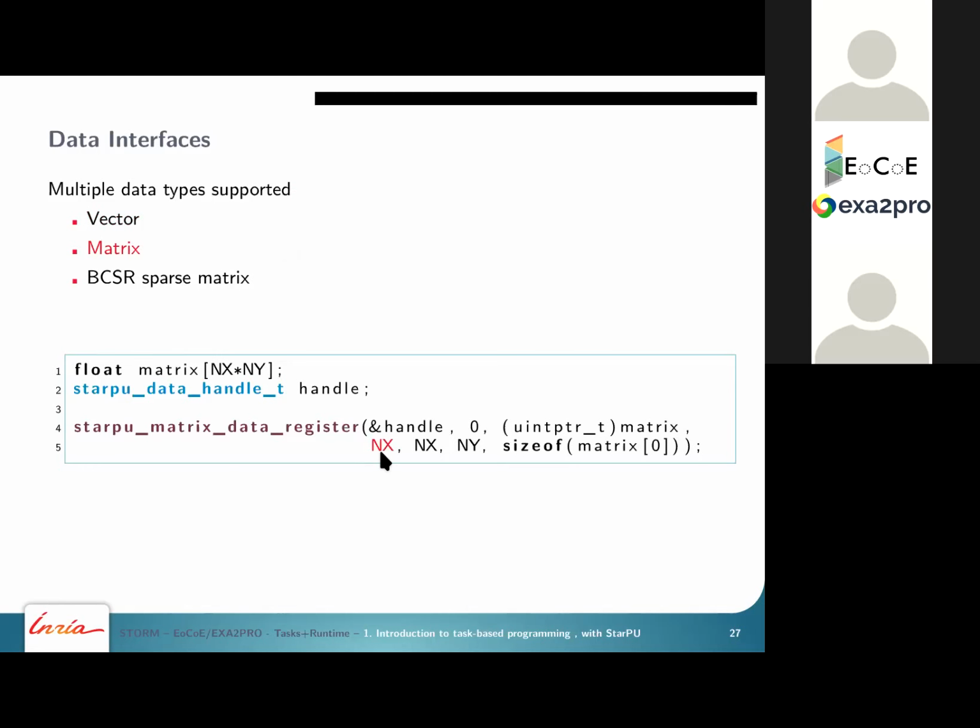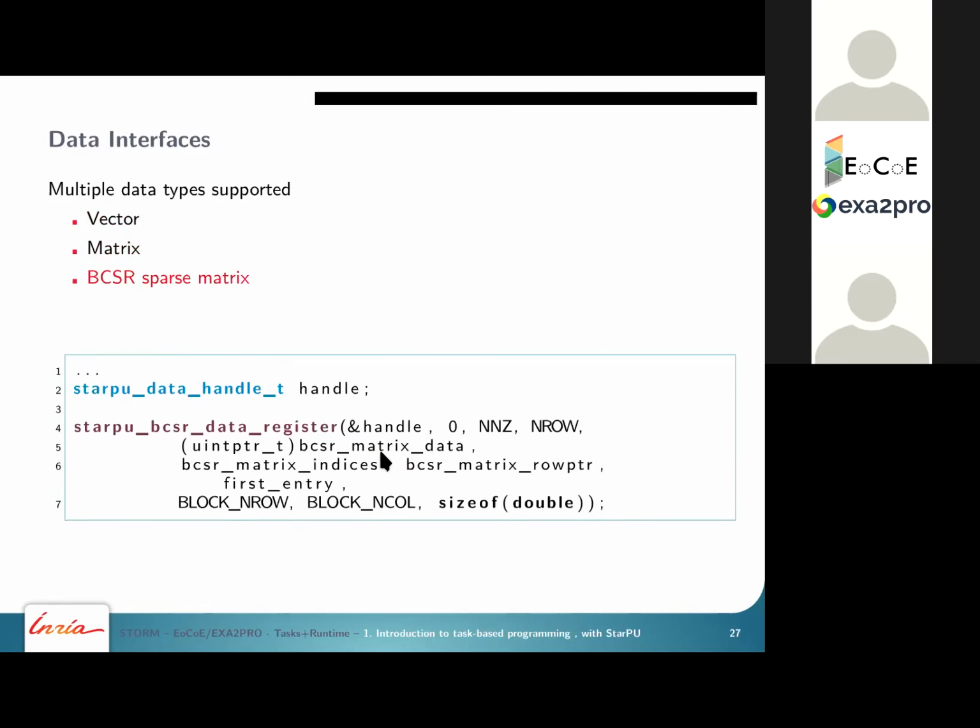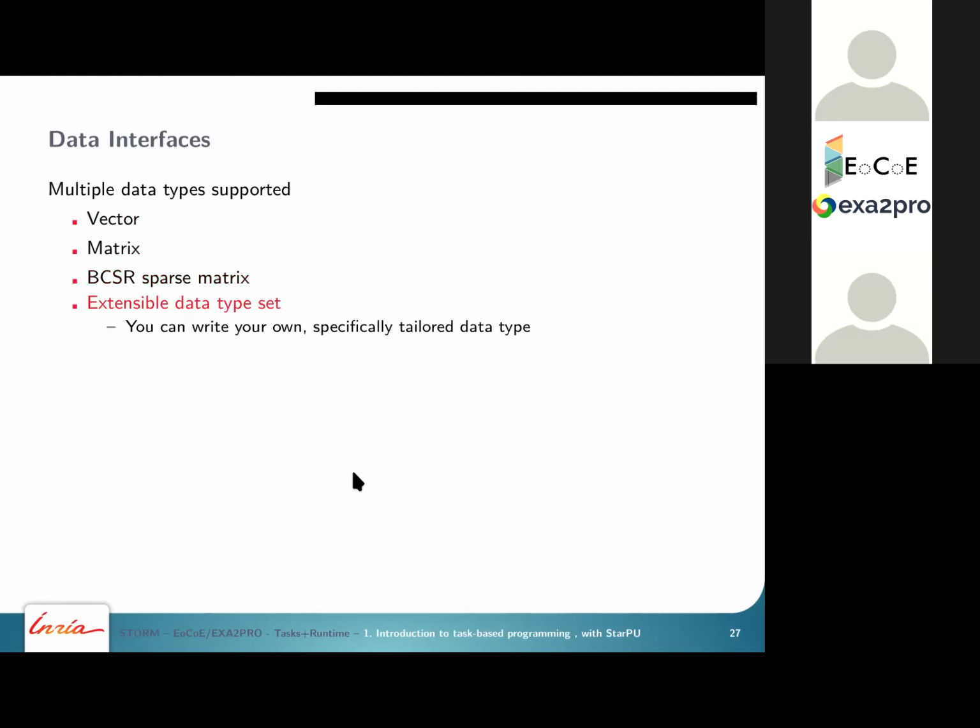And we have a lot of different types of data. So for instance, BCSR matrices. So you have to pass on the indices, the row pointer, the first entry. Depending on the type, you will have to provide different pointers, different sizes. We have the documentation for all of this. So we have also COO, sparse matrices, etc. And this is extensible. You can provide your own type if you have, I don't know, complex numbers, a tree of data, or different kinds of types. You can actually describe the data to StarPU.